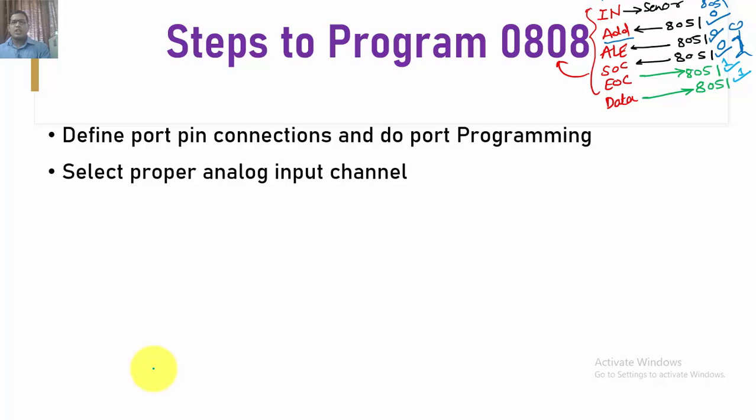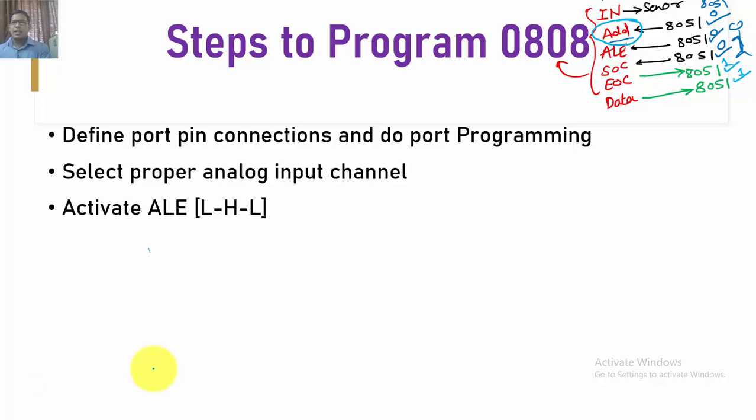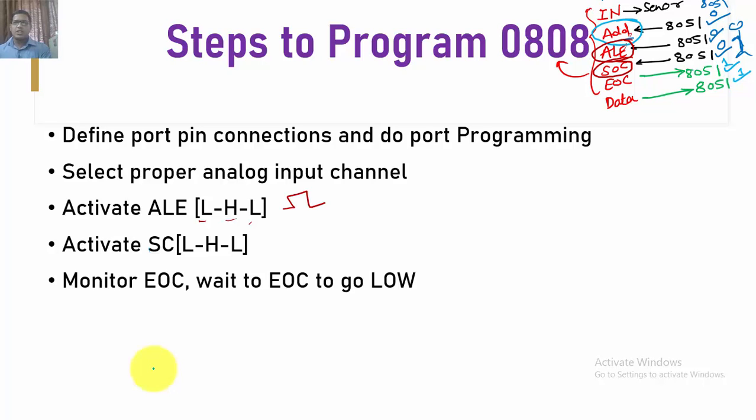Now next, select the proper analog channel. This analog channel is selected by configuring the address lines. Then activate ALE, address latch enable. I am going to select the input channel by configuring the address line, and activation of this is done by sending a low to high to low pulse on the ALE pin, right? Then next, activate start of conversion. So activate the channel, then give the command to begin the conversion and wait for EOC, that is end of conversion.